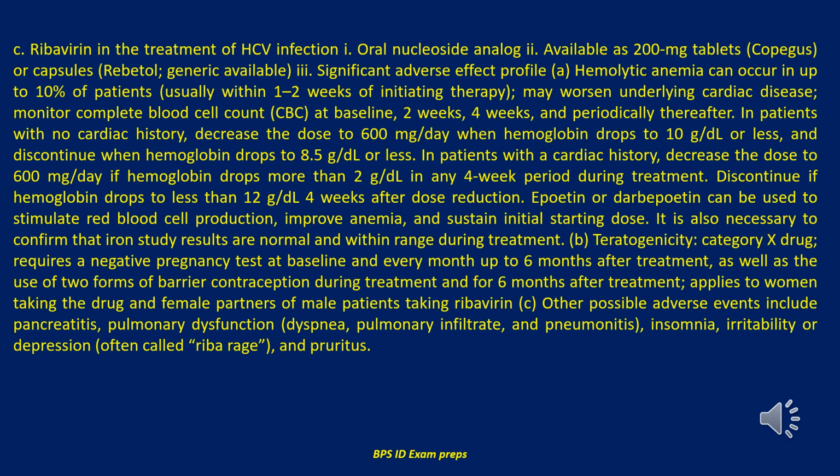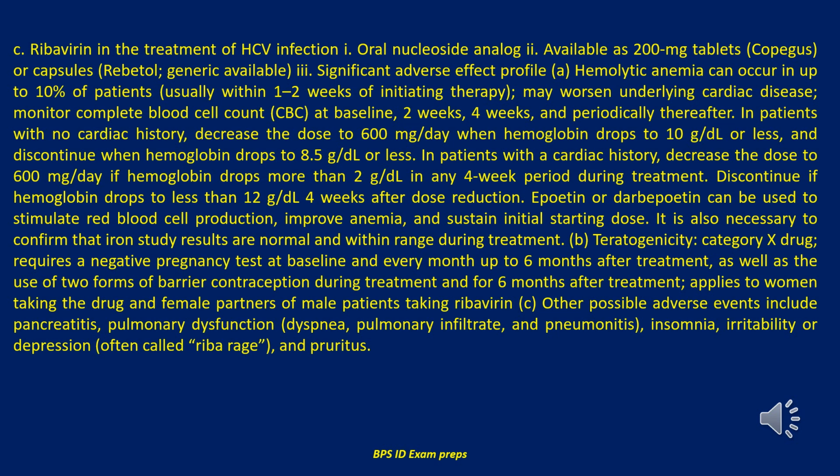B. Regarding teratogenicity, it is classified as a Category X drug. It requires a negative pregnancy test at baseline and every month up to 6 months after treatment, as well as the use of 2 forms of barrier contraception during treatment and for 6 months after treatment. This applies to women taking the drug and female partners of male patients taking ribavirin.